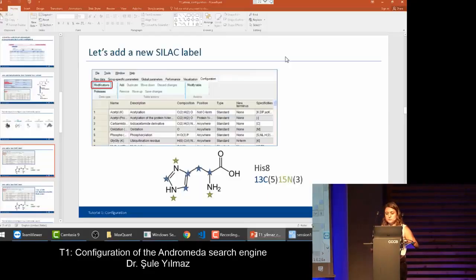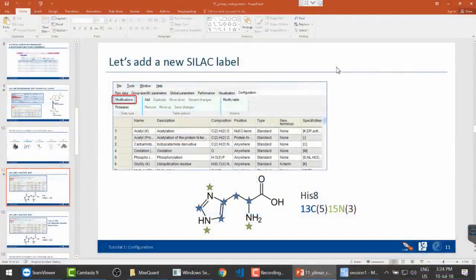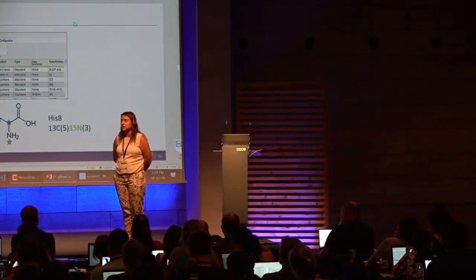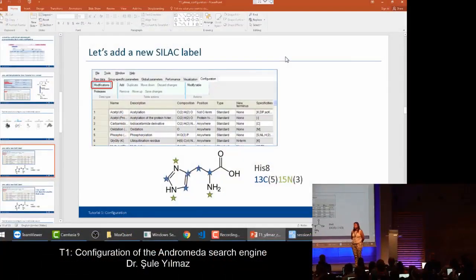At this stage, if I close the MaxQuant program and reopen it again, it would have this new table that I have already saved. Yes, and then you could also find the modification XML in one of the config folders of MaxQuant. It should be there. Yes, it will be there.